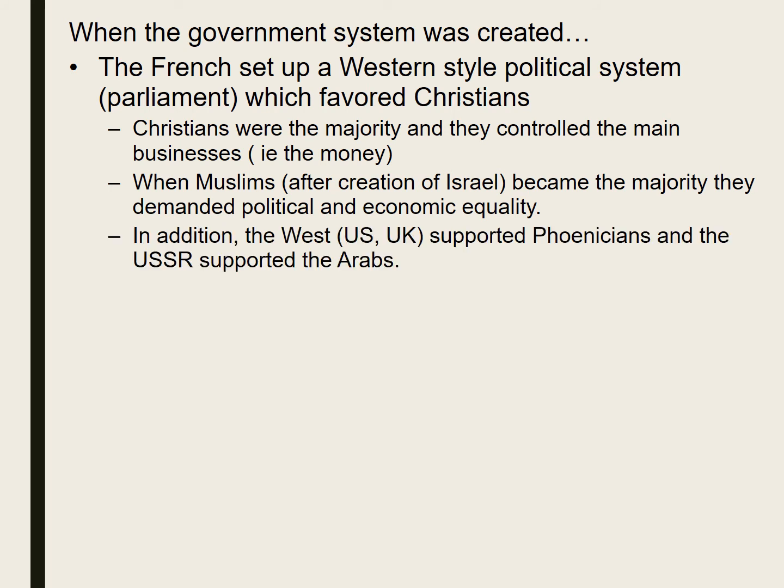In addition, the West, the US and the UK, supported the ethnic Phoenicians, and the USSR, which is the Soviet Union, would later become Russia again, supported the Arabs. So you had this Cold War tension going on. And if you study Cold War history, you learn a lot about how the USSR and the Western countries like the US and the UK backed different groups silently and quietly and were pulling some strings.